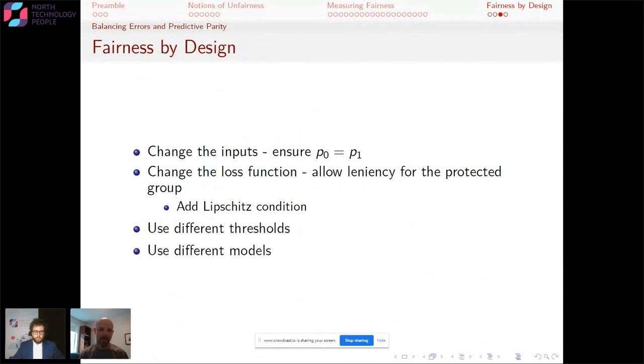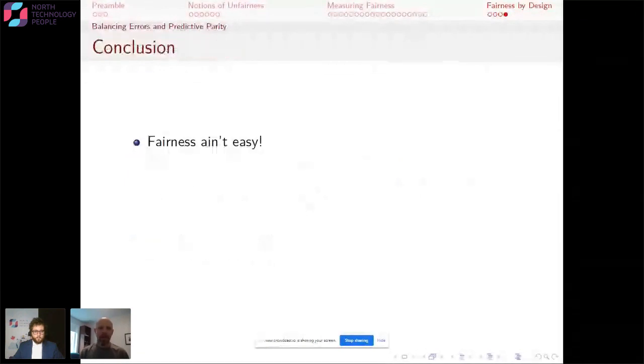And then lastly, we mentioned already using different thresholds, but you can also just trade out different models in order to try to get the best of both worlds, where you build the best model you can for the protected group, the best model you can for the non-protected group, and then make sure you operate them at the point of fairness.